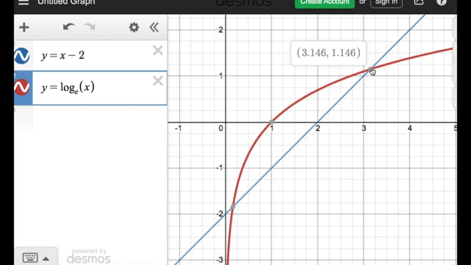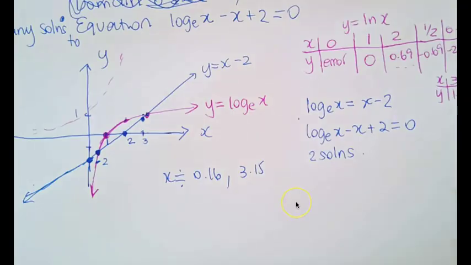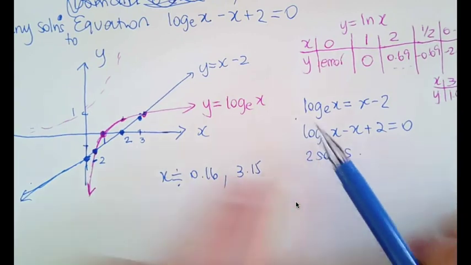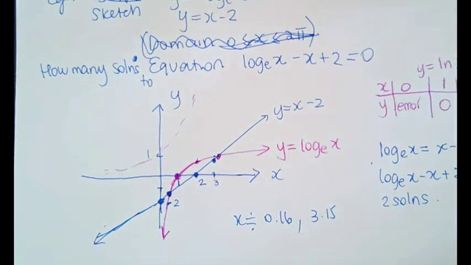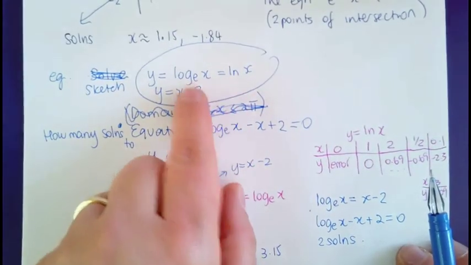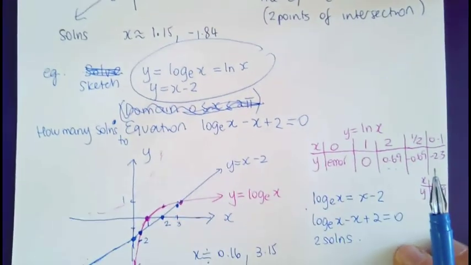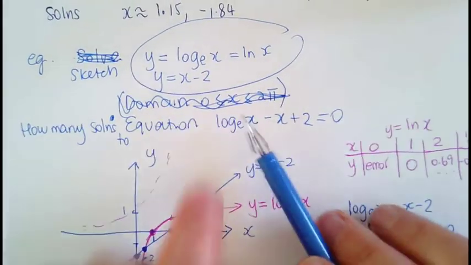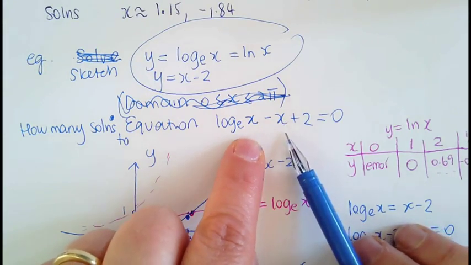They're the x solutions. Now, why am I only giving you the x solutions? I'll show you why. We've got 3.15 as the x value, and 0.16 roughly as the x value here. Why am I asking you only for the x solution? Because I'm asking you how many solutions to this equation. Notice that this equation is only in terms of x. I'm not asking you for y values. If I say solve these simultaneously, you have to give me x and y values as the solution. But if I say what are the solutions or how many solutions to this, we're only interested in x values.